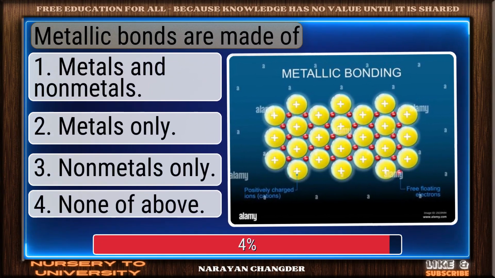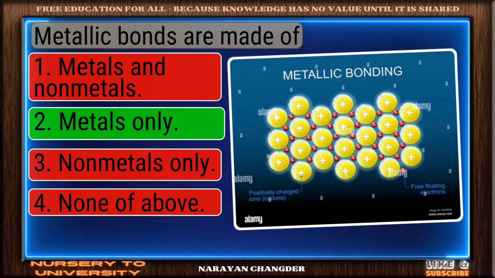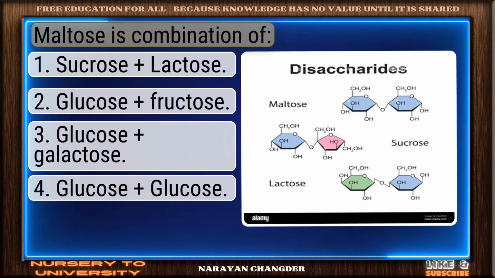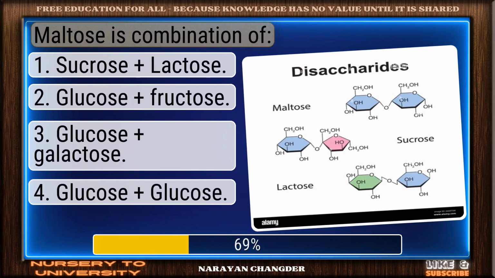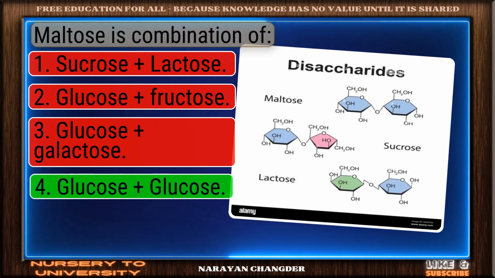Metallic bonds are made of... Excellent choice. Metals only is the right answer. Maltose is a combination of... Excellent. Glucose plus glucose is a brilliant choice.